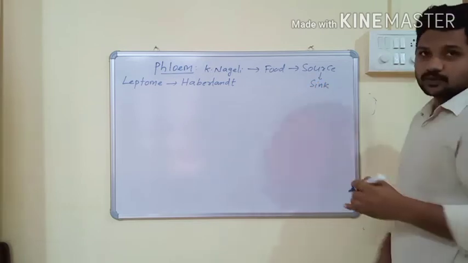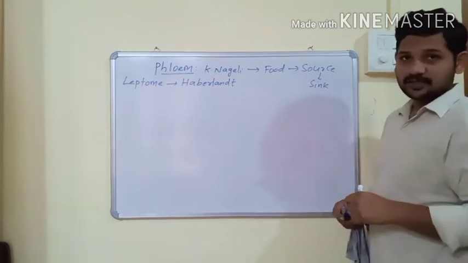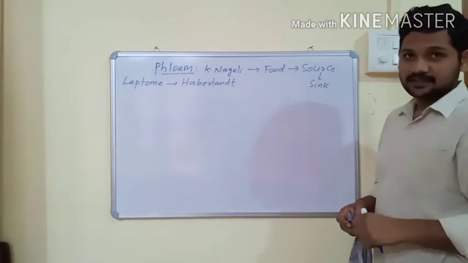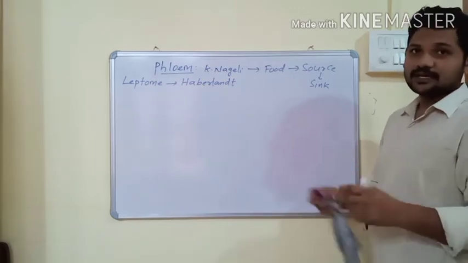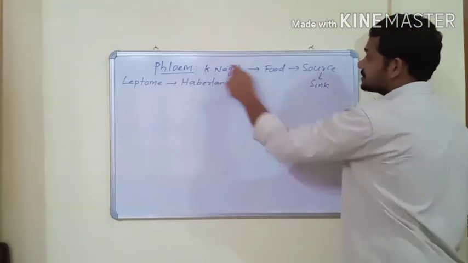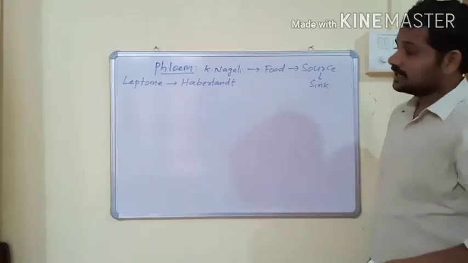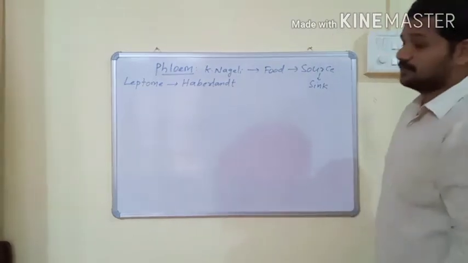So what is source? The site of manufacture is known as source, and the site of utilization is known as sink. In plants, usually leaves act as source and the remaining, growing parts act as sink. So phloem helps in conduction of organic material from source to sink, hence it is also known as leptome, and the term leptome was given by Haberland.